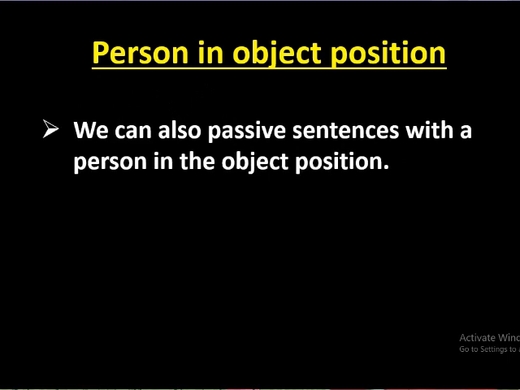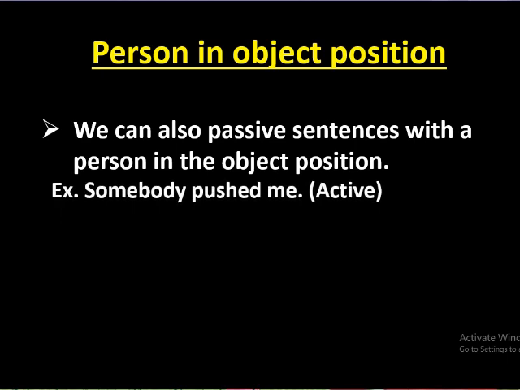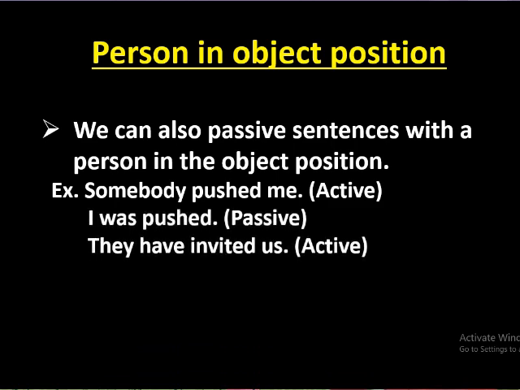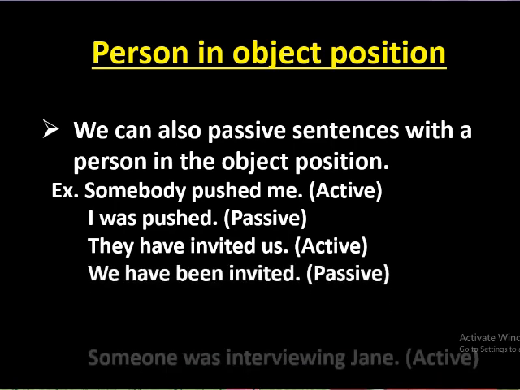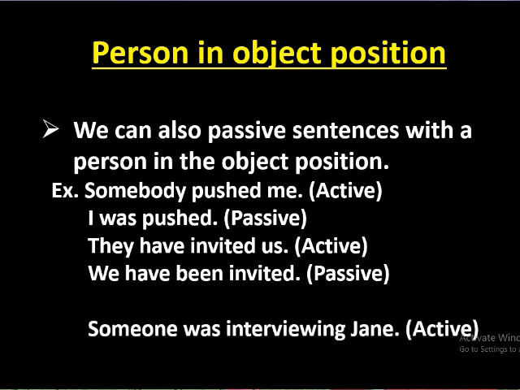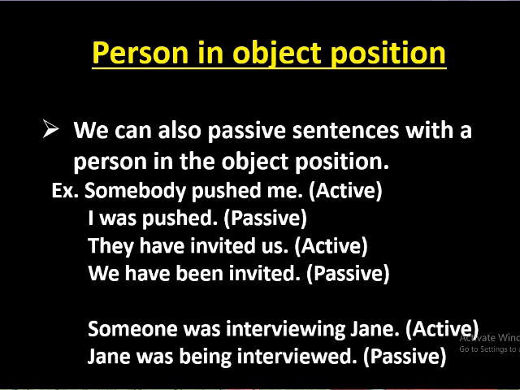Person in object position. Alright, let us look at a person in object position. We can also formulate passive sentences with a person in the object position. For example, somebody pushed me. I was pushed. They have invited us. Passive will be we have been invited. Someone was interviewing Jane. The passive will be Jane was being interviewed.